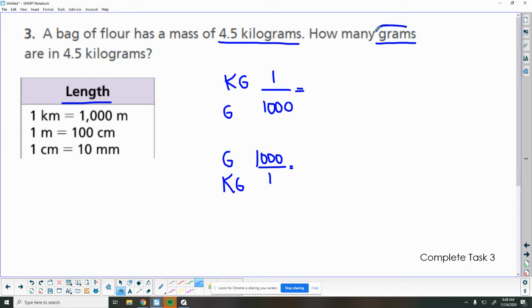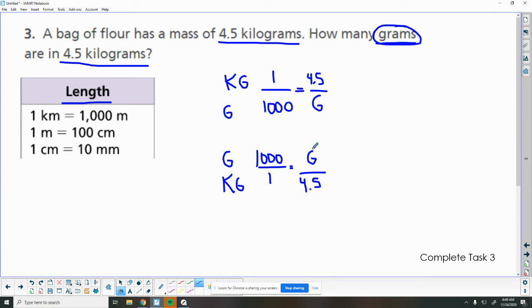So we are looking for the grams. How many grams? We're looking for the grams. So notice all the grams are lined up in either problem. We have 4.5 kilograms. So matching up with kilograms, we put 4.5 lined up with our kilograms.